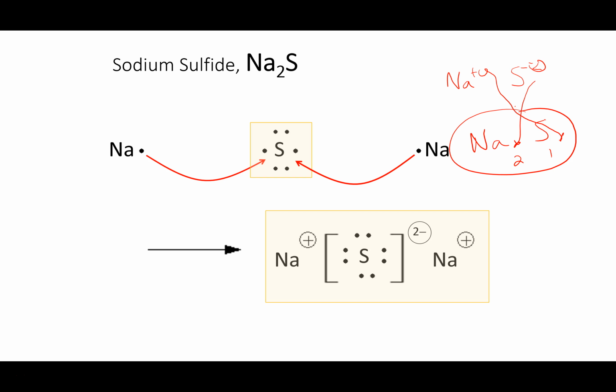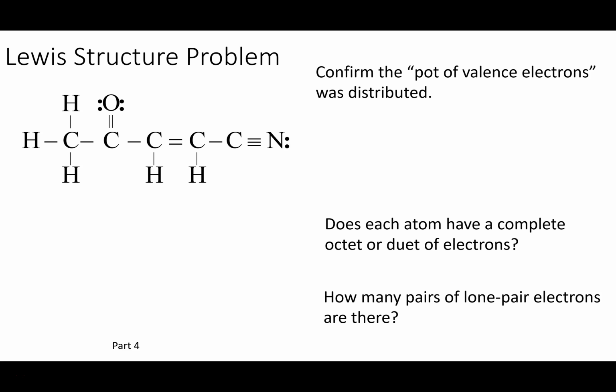Okay, so the neutral formula is Na2S. Notice that for the first name we gave the name of the metal, so Na is sodium, and then the last name, instead of sulfur, is sulfide. So be able to do those.